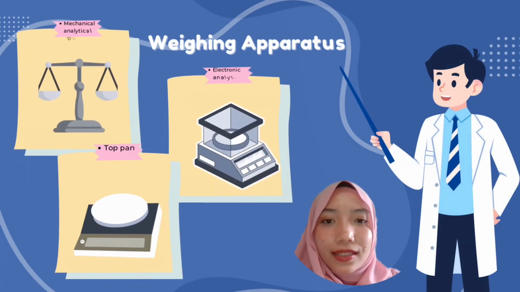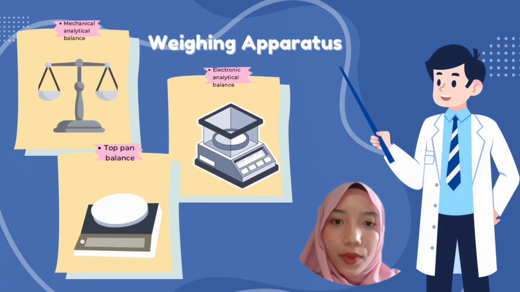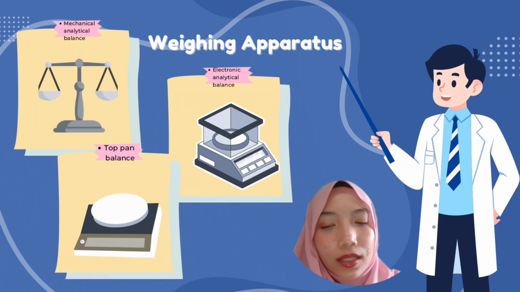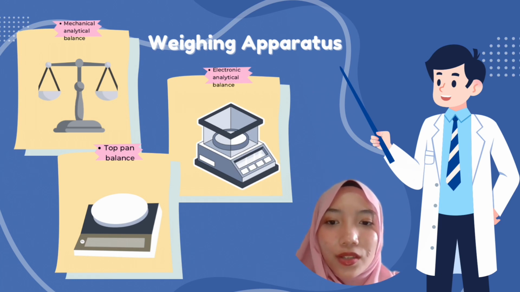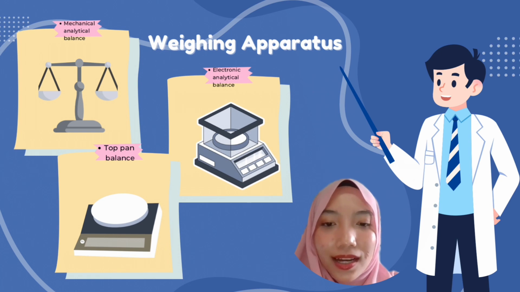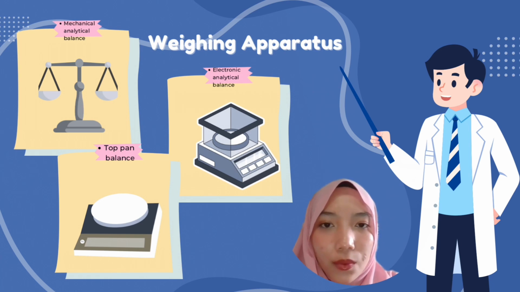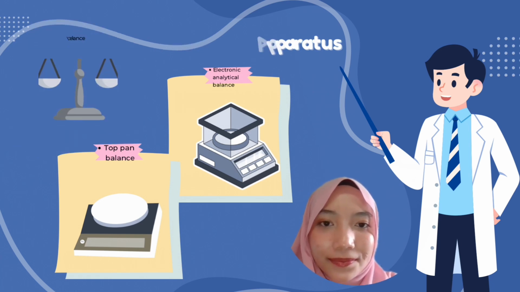Moving on to the last example of apparatus, which is weighing apparatus. The first one is the mechanical analytical balance, which is used to measure mass using a manual beam mechanism. The second one is the electronic analytical balance, used to measure mass digitally with high precision. And lastly, the top pan balance, used for quick weighing of solids with moderate accuracy.